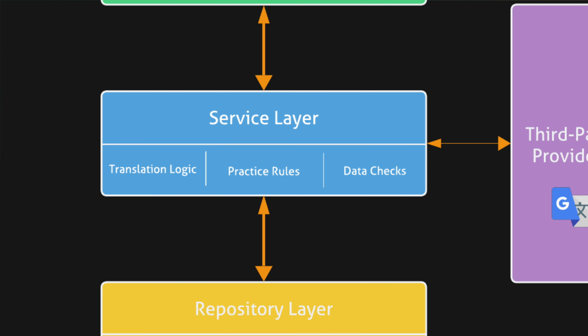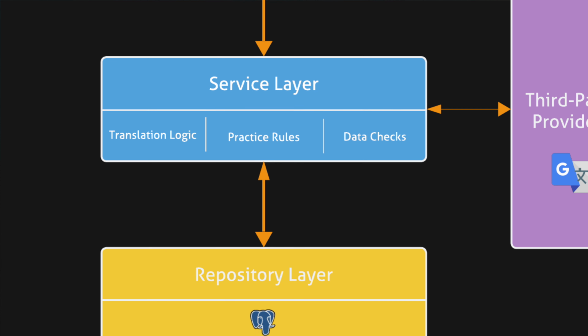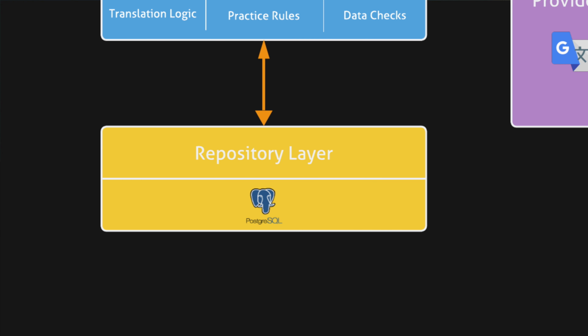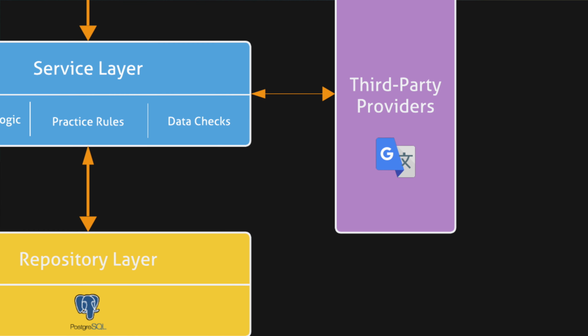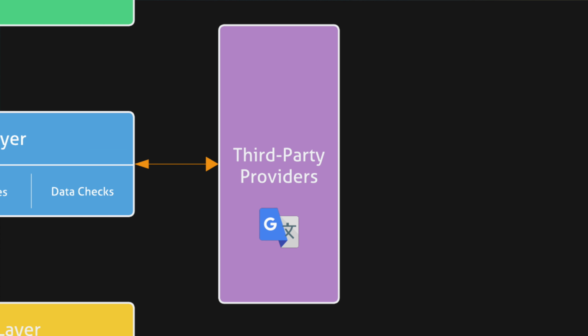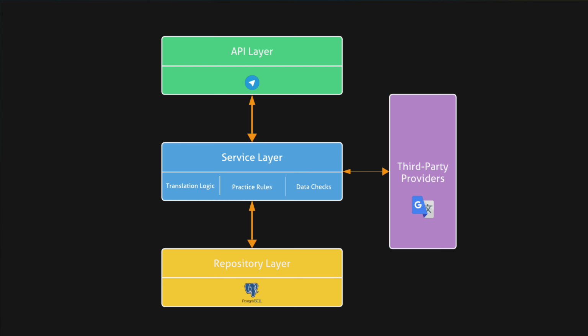Service layer: manages core logic, including translation, practice rules, and checks. Repository layer: manages data storage and retrieval using Postgres. And third-party providers integrate external services seamlessly. This clean and extensible architecture allows us to easily add features like a browser interface, switching to a NoSQL database for our dictionary, or integrating different translation services without changing the main logic.